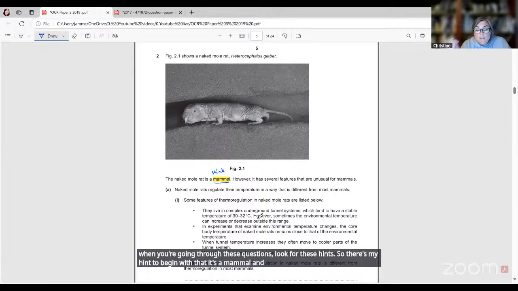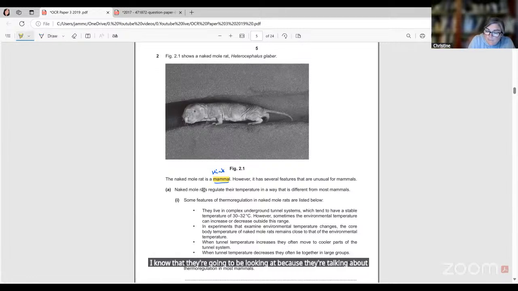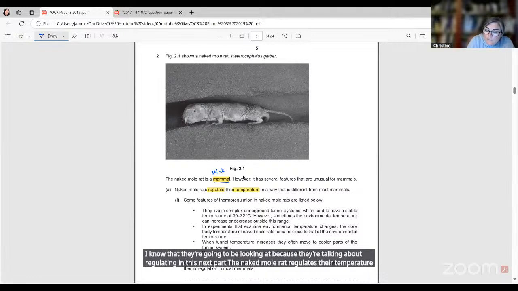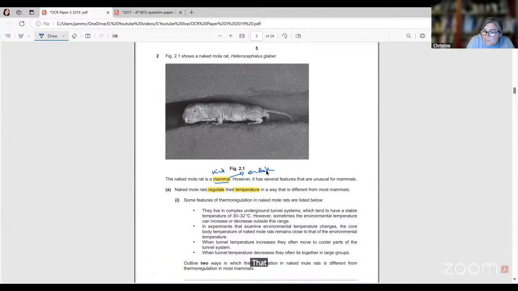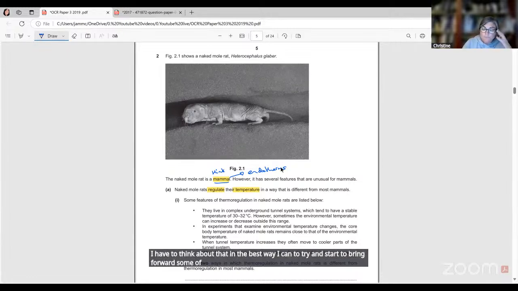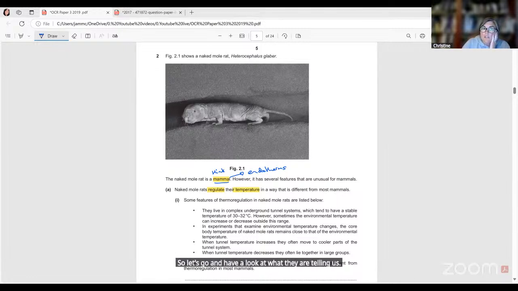And I know that they're going to be looking at, because they're talking about regulating in this next part, the naked mole rat regulates their temperature. So I'm just going to make a little note to myself that that's a hint to me. And I know that mammals are endotherms. So if I know that mammals are endotherms, I have to think about that in the best way I can to try and start to bring forward some of my knowledge. So let's go on and have a look at what they are telling us with regards to this question.